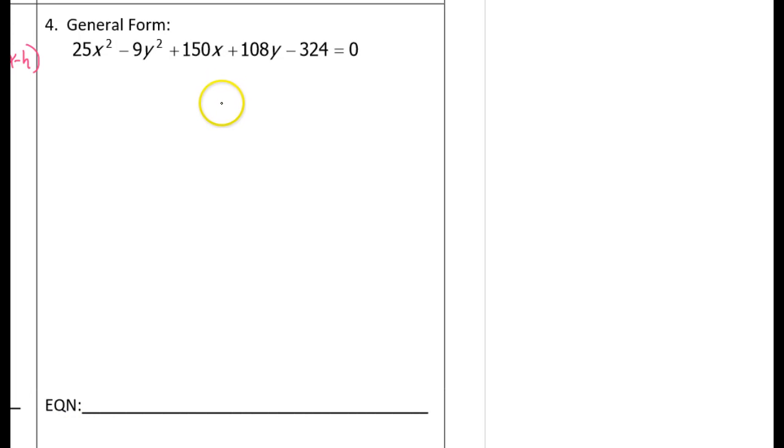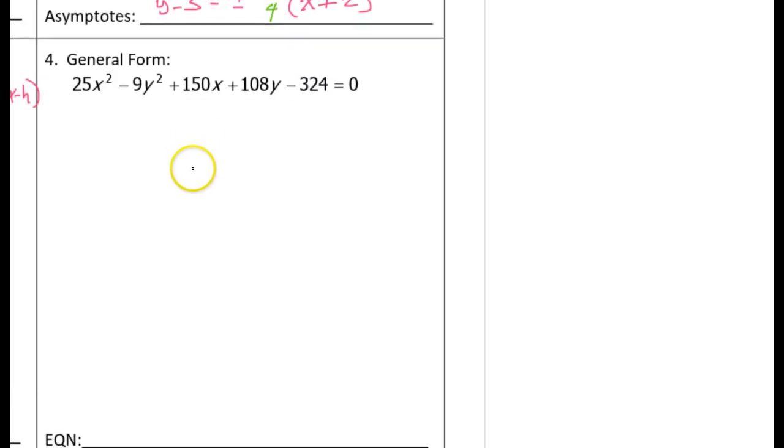Okay, for problem number 4, we are given the general form equation, and we're supposed to write the standard form equation. So first of all, what kind of shape is this? Well, this is going to be a hyperbola. I'm looking at the x squared and the y squared. One is positive, one is negative. That makes this a hyperbola.